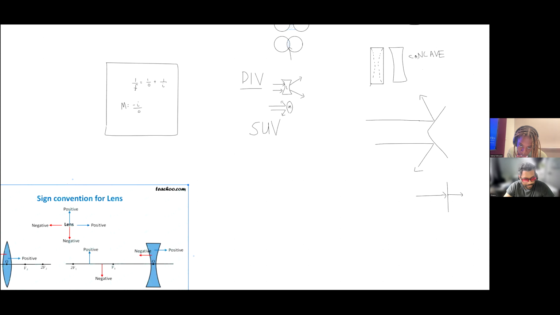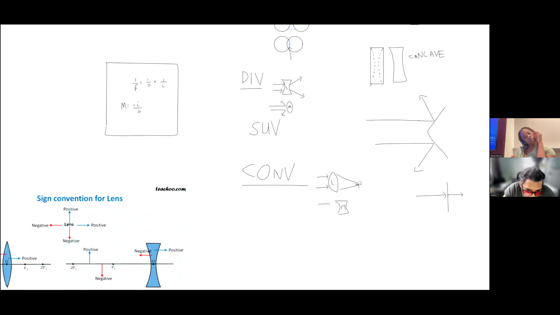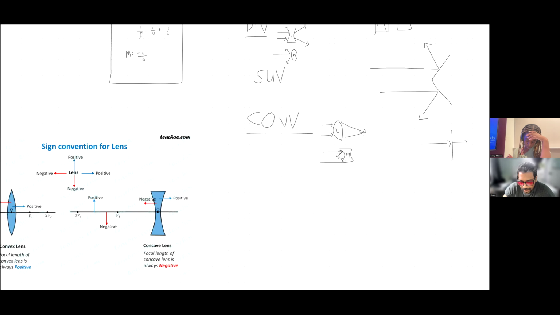So for a lens, if it's converging, aka convex, the focal length will be positive. If the focal length is negative, it'll be concave or diverging. So now for converging optical devices, which include convex lenses or concave mirrors, your image will be dependent on the object distance.